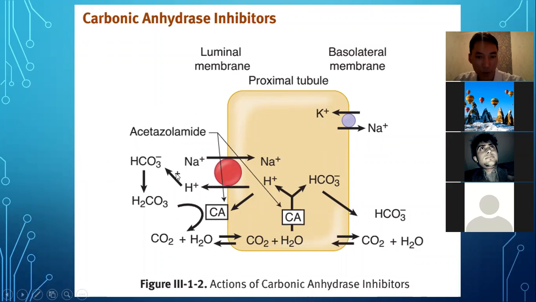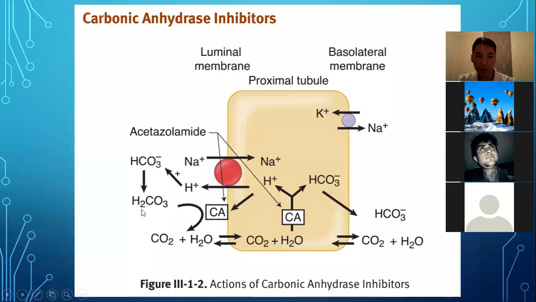So by blocking it, now initially, let's talk about the mechanism in a proximal tubule. In a proximal tubule, there will be sodium ions and hydrogen ions, and sodium is going to be entering into the cell, but hydrogens are going to be going out of the cell. So there will be a sodium plus hydrogen plus antitransport.